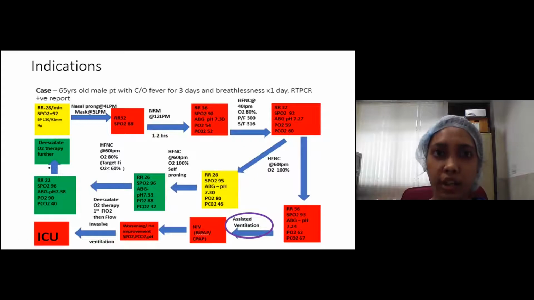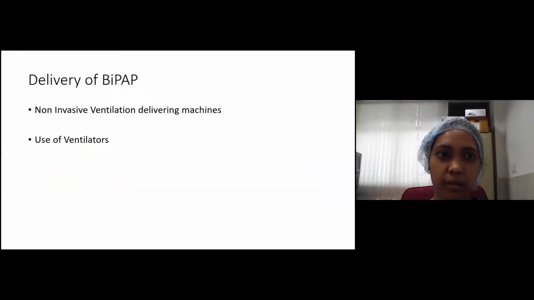Now, assisted ventilation can be delivered by non-invasive methods or by intubation and invasive methods. NIV or non-invasive methods are preferable to be tried first before going to the invasive methods. One contraindication, although, will be if the patient is unconscious. If the patient is unconscious, intubation is a better idea than going for non-invasive ventilation.